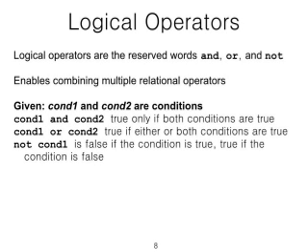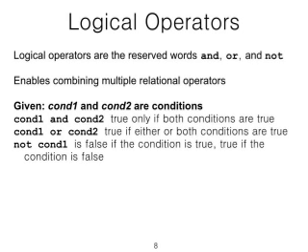Another kind of operators is the logical operators. The logical operators use the reserved words and, or, and not. You use logical operator to combine multiple relational operators, and there are 3 kinds of logical operator. The first one is AND. It returns a Boolean value of true if both of the conditions are true.